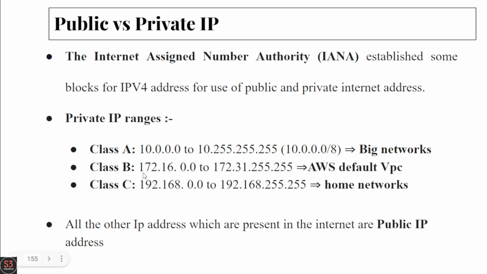Then second is the class B private IP range. It starts from 172.16.0.0 to 172.31.255.255. It is used in the AWS default VPC. So this is the class B range.